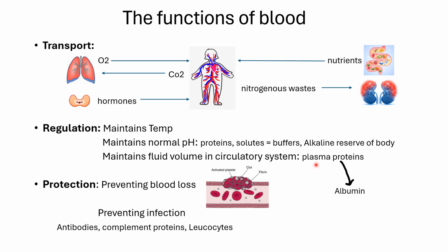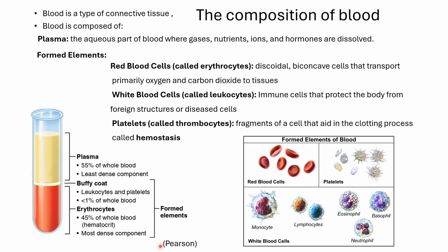One of the very important plasma proteins is albumin. It makes up most of the plasma proteins. The most common one is albumin, and it is also a very important one. Let's quickly go over the composition of blood. Blood is a connective tissue, okay? And blood is composed of plasma and formed elements. Plasma is the aqueous part of the blood where gases, nutrients, ions, and hormones are dissolved.